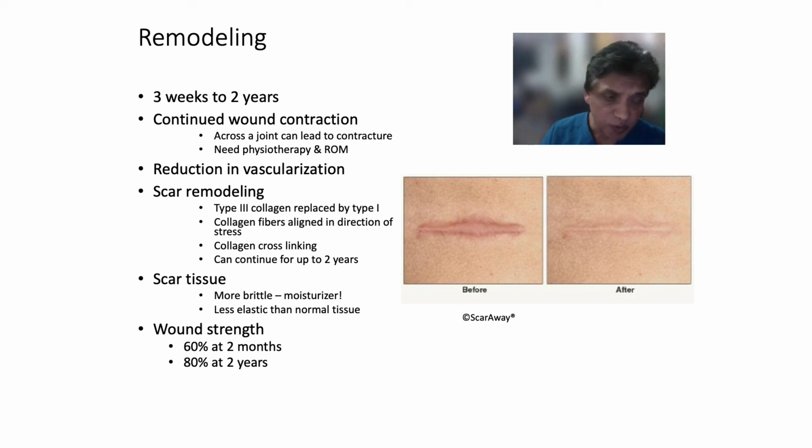During the phase of remodeling, the wounds become stronger. So at the end of 2 months, the healed area has about 60% of the native tissue strength. At the end of 2 years, it's about 80%. So your healed area, the scarred area, is never as good as the native tissue. And that's why after surgery, the surgeons will ask you to wait for about 2 months, i.e. after a hernia surgery, before you do any type of significant lifting.